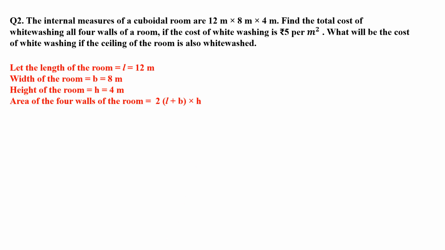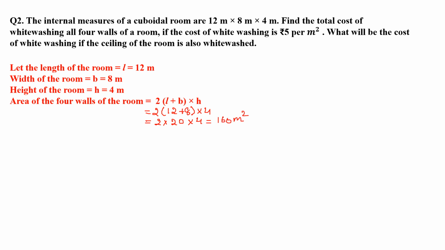So if you are going to solve, you have to put all the values over here. So it is 2 into length is 12, breadth is 8, and height is 4. And from here you can see 2 into 12 plus 8 will give you 20 into 4, and if you multiply everything, you are going to get your answer as 160 meter square.